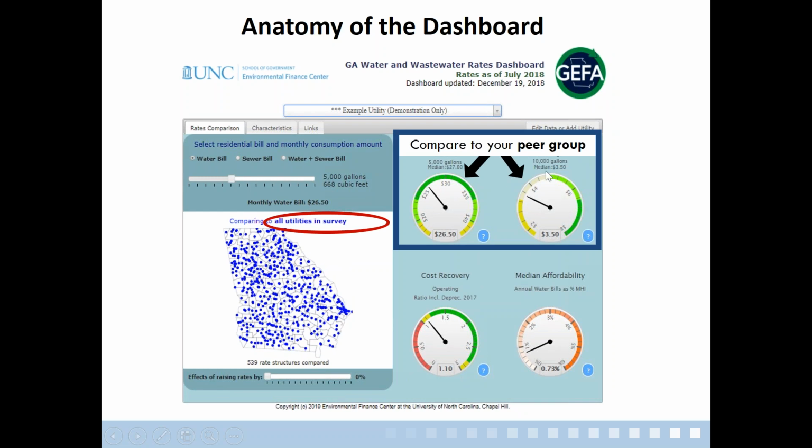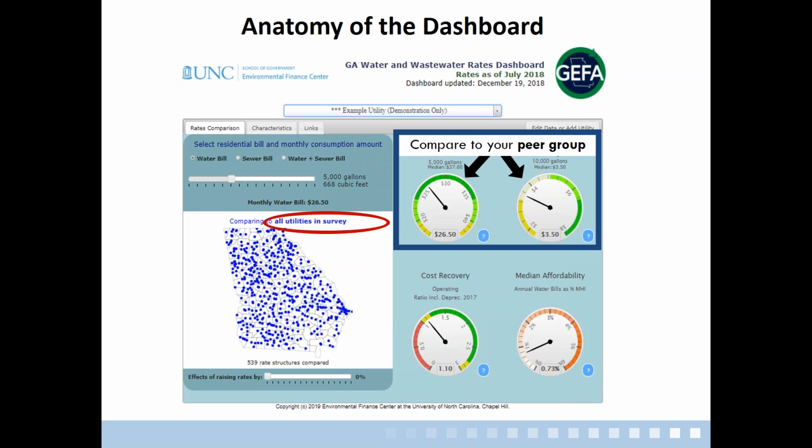These top two dials compare you to your peer group. And like we said, here it's selected as all utilities in the survey, which is the default, but we do have many comparison groups that we have thought about a lot in trying to give utilities a meaningful way to see someone that is actually similar to them instead of just the next town over.